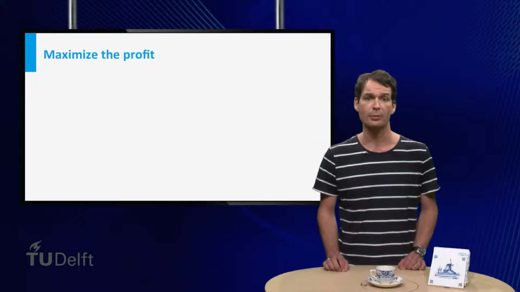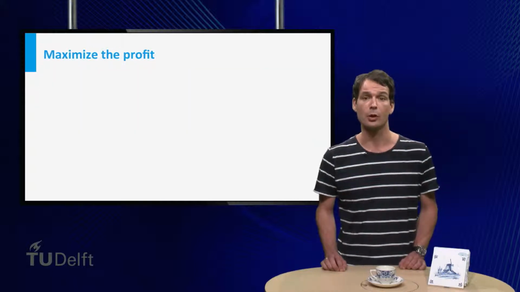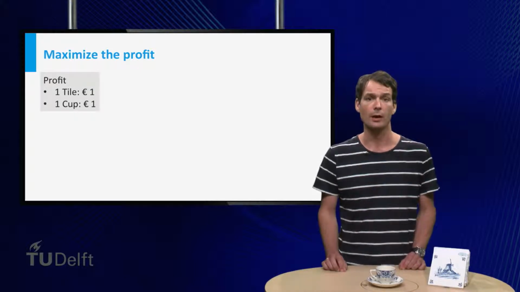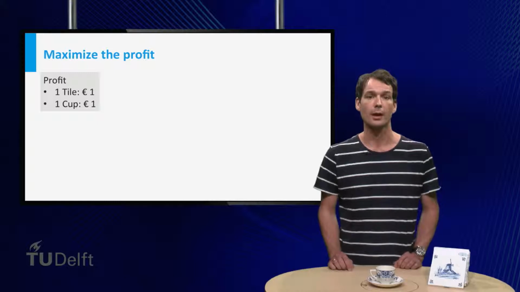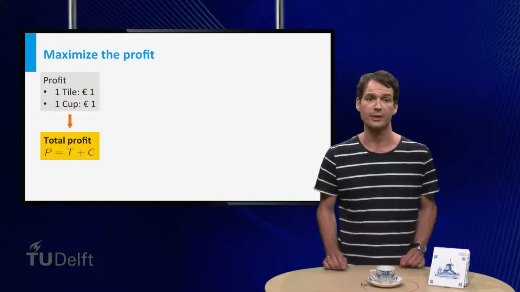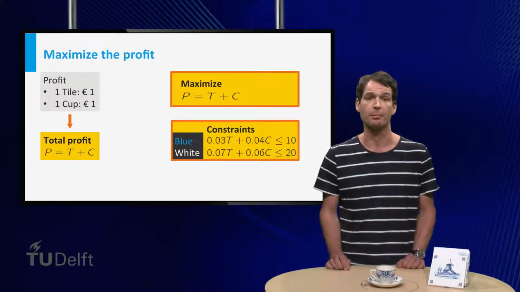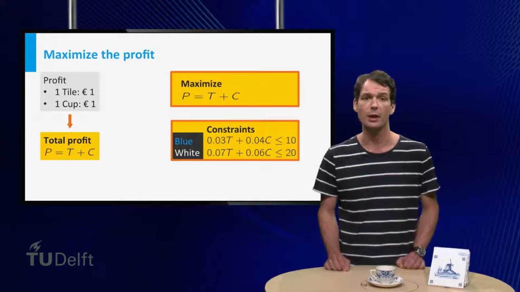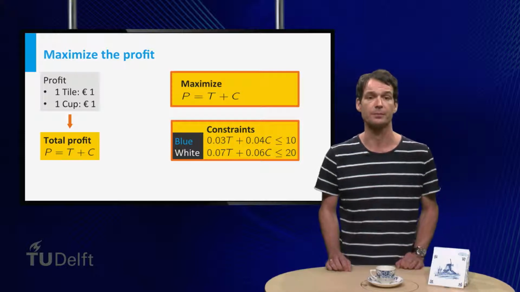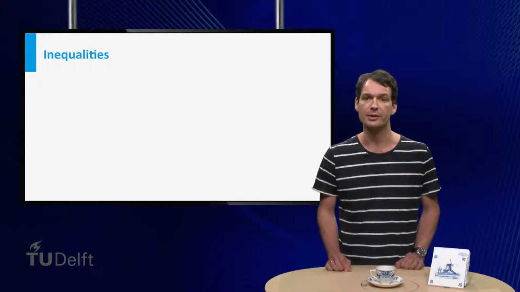To maximize the profit, you need to know what the profit is on one cup and on one towel. Let's say the profit on a towel and a cup is both €1. Then the total profit is the number of towels and the number of cups that you sell. So we need to solve the following problem. Maximize the function P equals T plus C under the constraints that we just found. How can we do this?